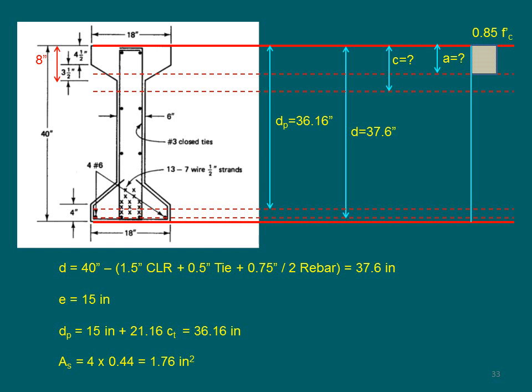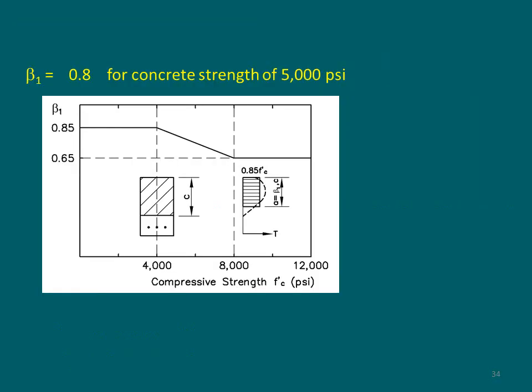Total cross-section area of non-pre-stressed rebars: they are 4 number 6s, so 4 times 0.44 is going to be 1.76 square inches. Now beta 1, we can determine based on this chart. For 4,000 psi I have 0.85. For each additional 1,000 psi, I'm going to have a drop of 0.05 in the beta 1 value. Therefore, beta 1 is equal to 0.8.